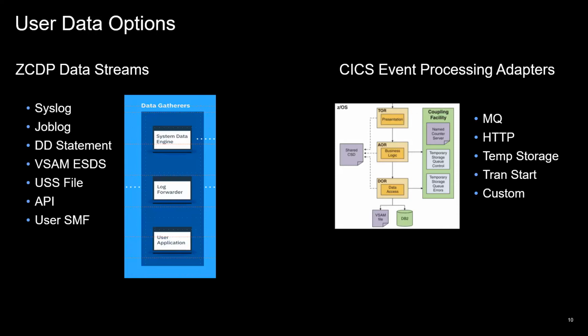If we look on the right-hand side of the screen, we see that the CICS Event Processing adapter type list doesn't really map to what we see for Common Data Provider. Event processing adapters for MQ, HTTP, and CICS temp storage would require an extra step external to this near real-time process in order to harvest the data with CDP. So that leaves us with the choice of a transaction or a custom event processing adapter to collect data and make it available in near real time using CDP.